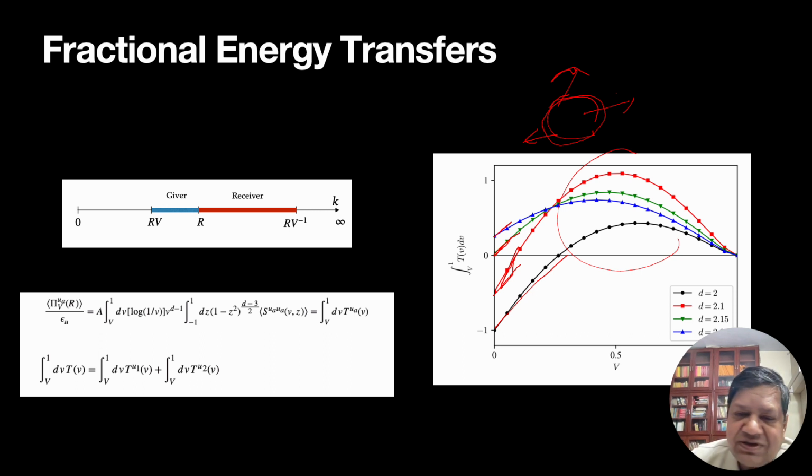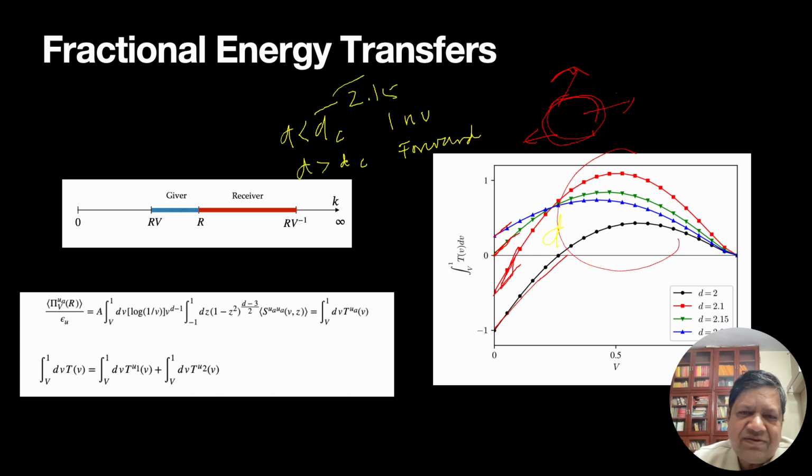So the critical dimension dc is where the direction changes: for d less than dc, inverse cascade; for d greater than dc, forward cascade. And dc is 2.15. At 2.15, the direction of cascade changes. Again, it's a very interesting proposition. Simulation-wise, I don't know how to check, but it will be a good thing to try out.